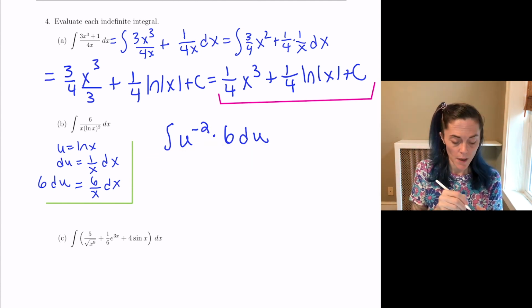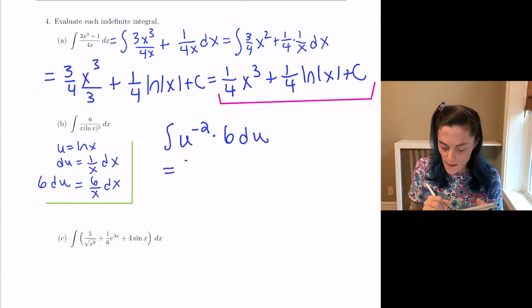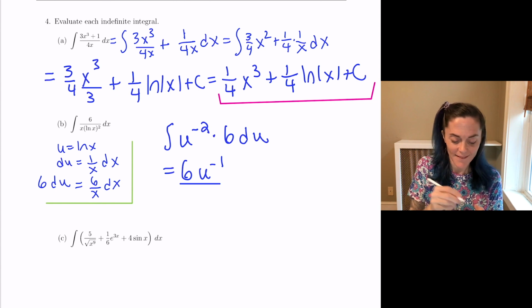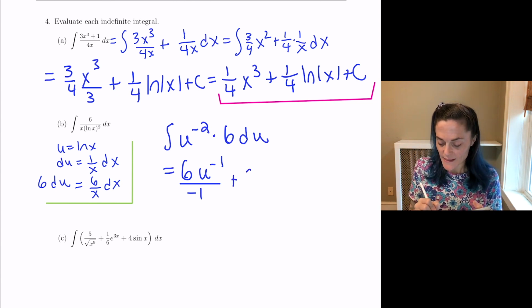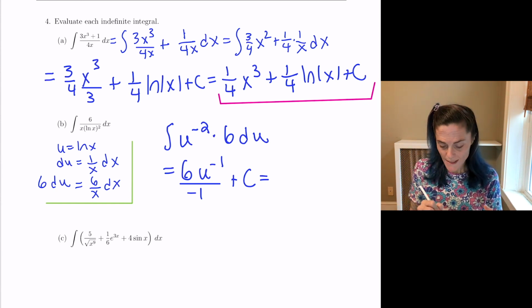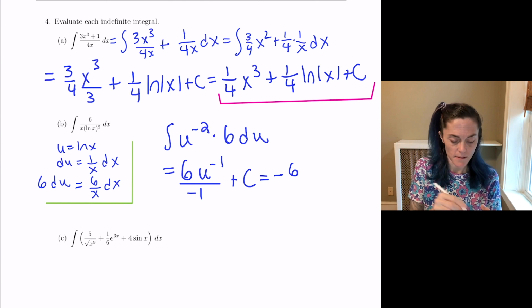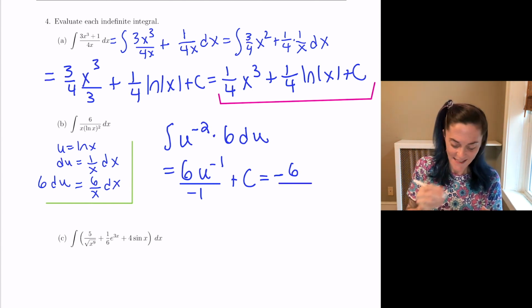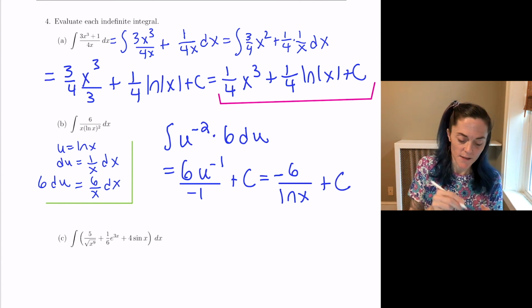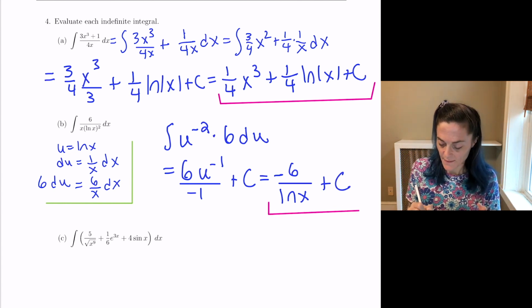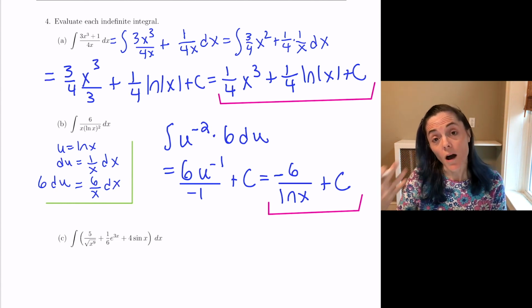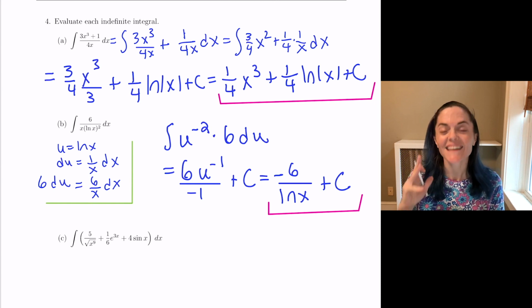Wonderful. Next step. Here's where we actually integrate. So we add a power, divide by the higher power, plus c. Finally, we go back to x. So you notice this is minus 6 over ln x plus c. This is my final answer. We talked about the 5 steps of substitution, and all 5 steps should be included in your work.